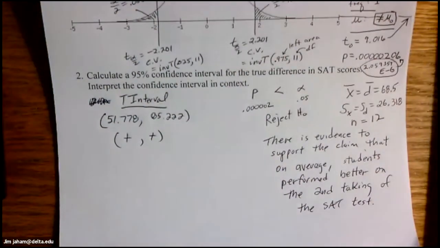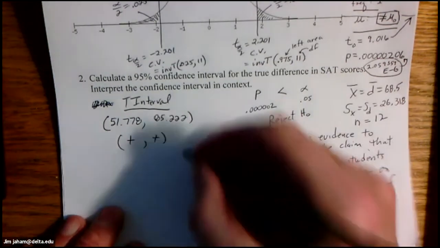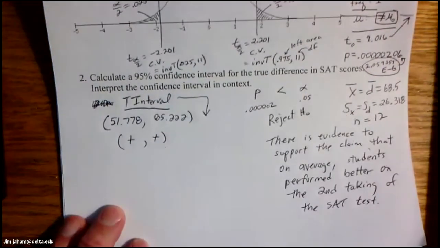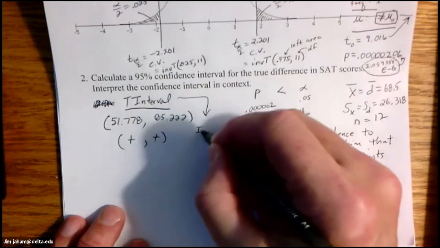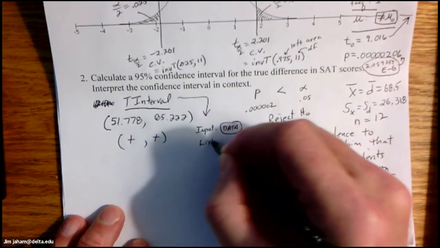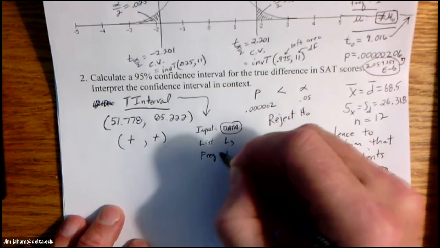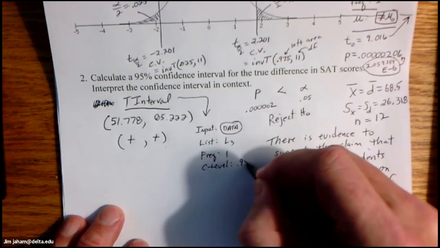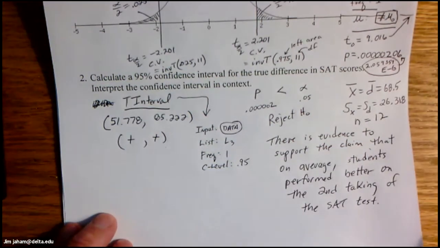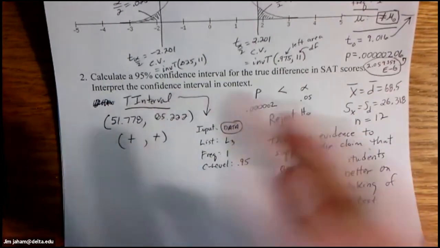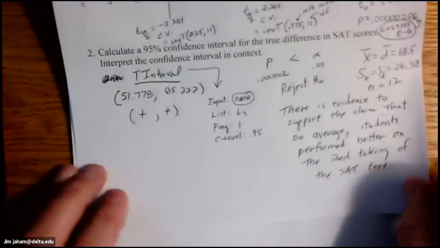This one we can actually interpret. Maybe I should go back to what was entered in there. So the input was data, and list was L3, and frequency was 1, and C level 0.95. Now this one we can say something like this, and I might as well interpret this one using that kind of template language that I gave you.